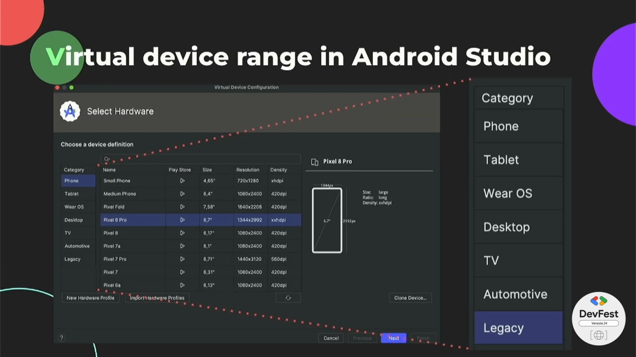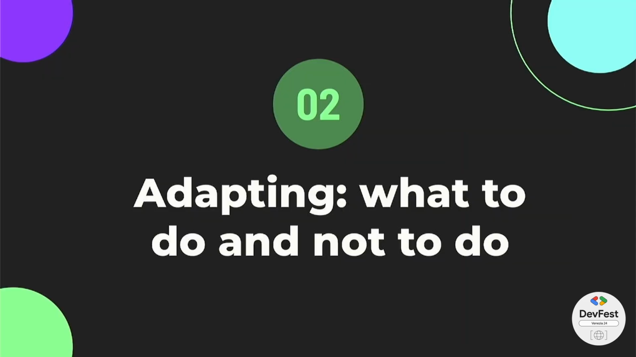So within Android Studio, you can actually develop your app for multiple form factors. You can develop your app for a phone, for a tablet, for Wear OS, for a desktop, for TV, for automotive, as well as the legacy type devices, such as the very old devices that Google used to produce. So within Android Studio, you already have the tooling to be able to write apps that can focus on different form factors.